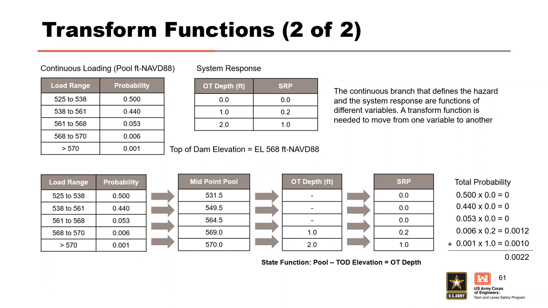So now we have a relationship that transforms the continuous loading relationship to one with the same variable as our system response. We now know the probability of each specific depth of overtopping, and we have the system response as a function of overtopping. So we can then multiply those across each loading range and then sum them to get the probability of failure.